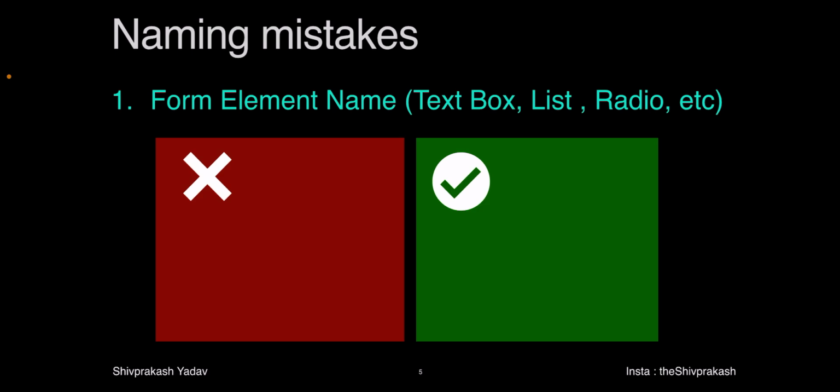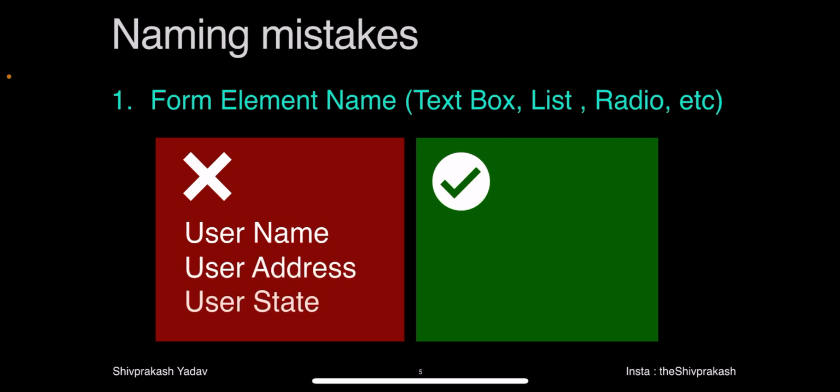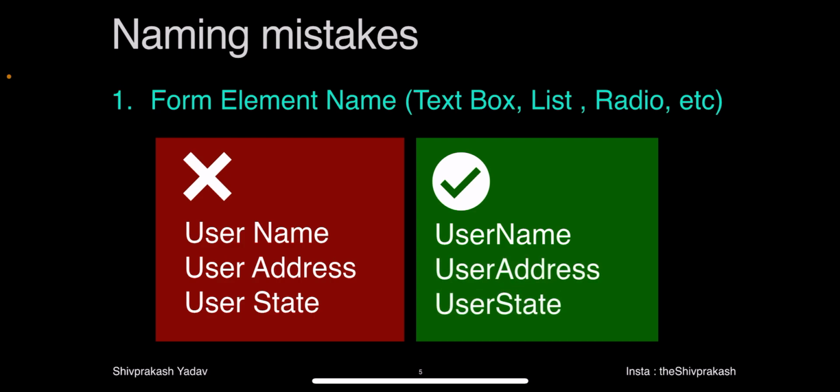Second is the form element name, okay, like text box, list, radio, selection list, gender, all those things. Okay, so here also what we are doing, we are using space between the two words like this. Okay, so this is an example for text box. What should we do is we should use this type of names without any space.